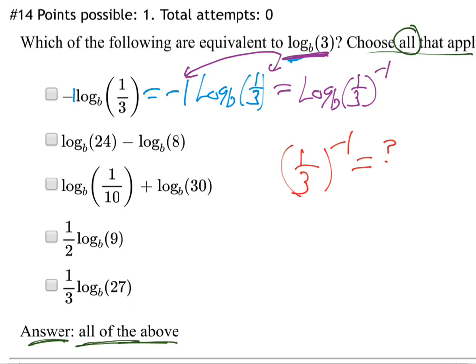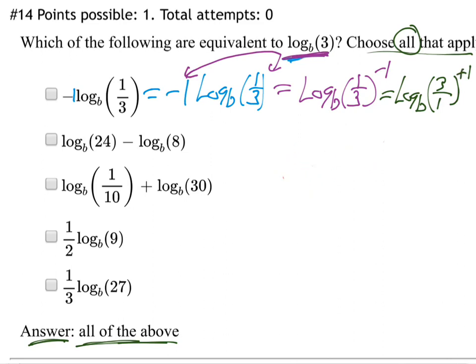So this negative is going to flip this fraction, so right here it's going to be log base b. This will be 3 over 1, and then the power will become positive, right? And so what's that? Log base b of 3. 3 over 1 is just 3, and to the 1 power, that doesn't do anything. 3 to the 1 is just 3. Boom. What did we just prove? We proved it's the same as log base b of 3. That's what they're asking.